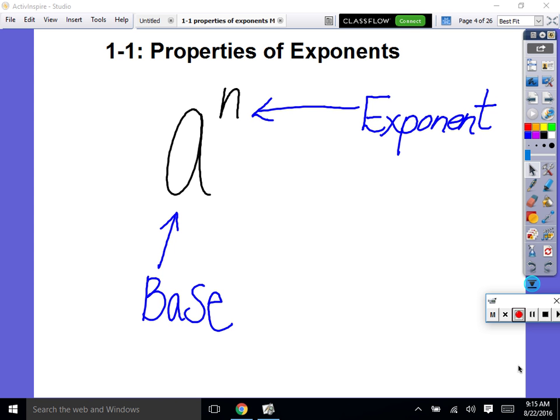Okay, so properties of exponents. Before we get started, let's talk about some vocabulary because you're going to hear me say a lot of things today, and we need to know what I'm talking about. When I say base, I'm talking about this big thing right here. Does everybody understand that a is the base? And this small thing up here is called an exponent. Base, exponent. We're all good?